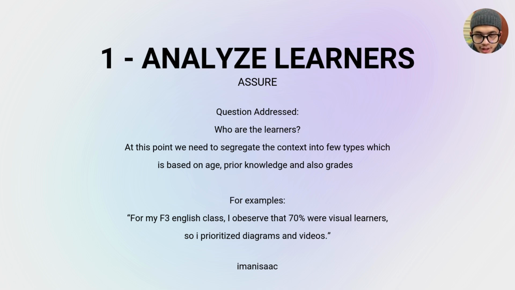For the first step is analyze learner. The first thing we need to do is to address our questions based on few segregation. At this point, we need to segregate the context into few types, which is based on age, prior knowledge, and also grades. For example, for my Form 3 English class, I observed that 70% were visual learners, so I prioritize diagrams and also videos.